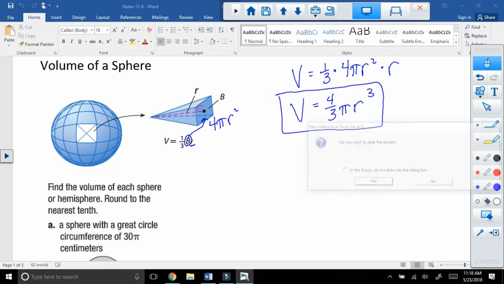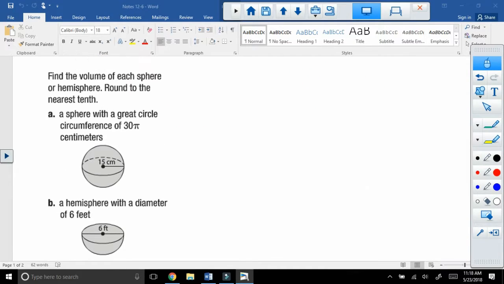Okay, so finishing this up, we want to find the volume of the sphere or the hemisphere. The hemisphere for volume is really just half of whatever the other one is. You don't have to do anything fancy with that extra circle that would be there. So the sphere with the great circle, this is the circumference, so that makes the radius.